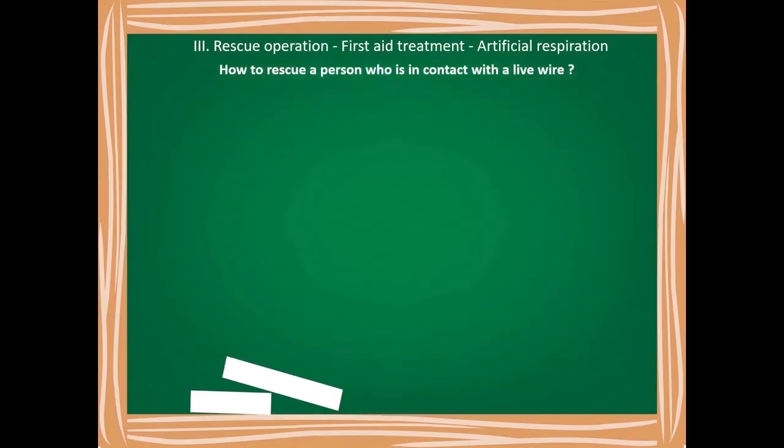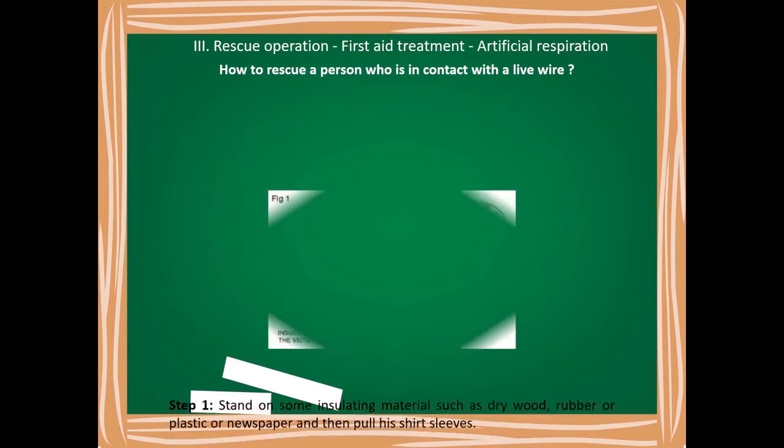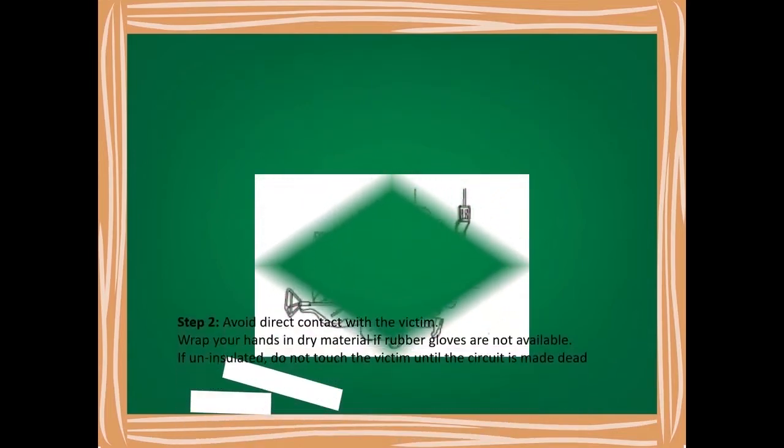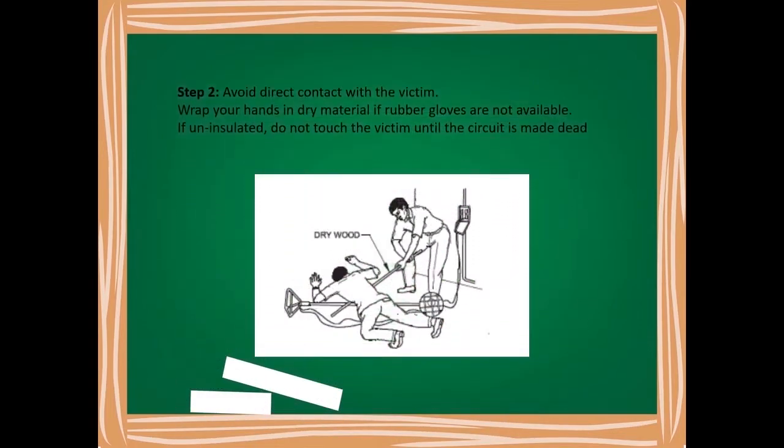How to rescue a person who is in contact with a live wire. Stand on some insulating material such as dry wood, rubber, plastic, or newspaper, and then pull his shirt sleeves. Avoid direct contact with the victim. Wrap your hands in dry material if rubber gloves are not available. If uninsulated, do not touch the victim until the circuit is made dead.